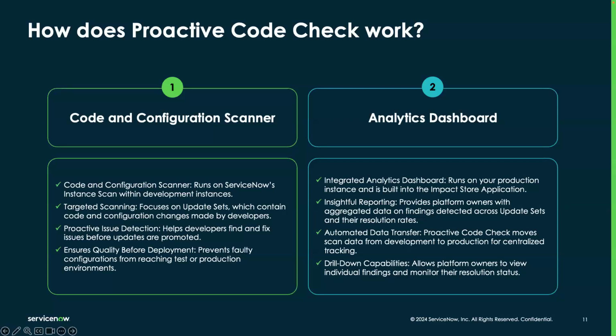And then on the side, it also has an analytics dashboard. This runs on your production instance and is directly integrated into the Impact Store application. This gives platform owners detailed insights into the volume of findings detected by Proactive Code Check across update sets, as well as how many of those findings are being resolved before they make it to production. To do this, Proactive Code Check automatically transfers scan data and related information from your development instance to your production instance. Because scan data is transferred to your production instance, this also allows platform owners to drill down to individual findings from the dashboard to see their status.